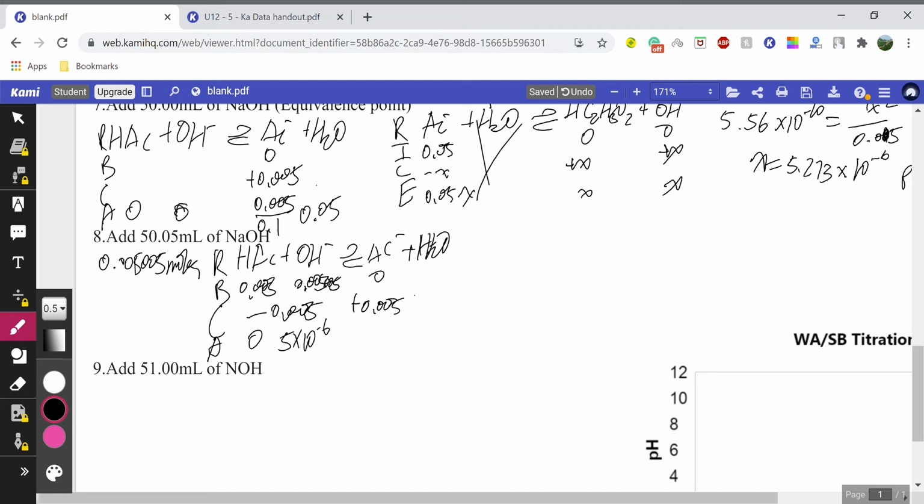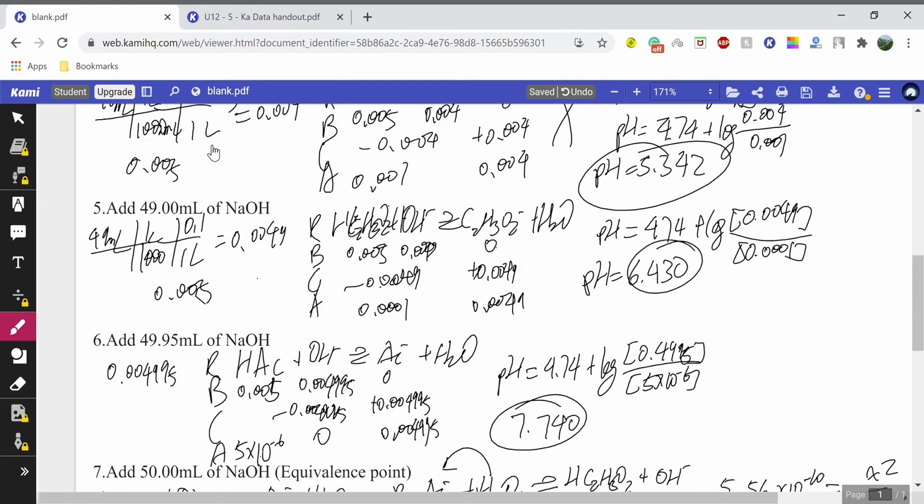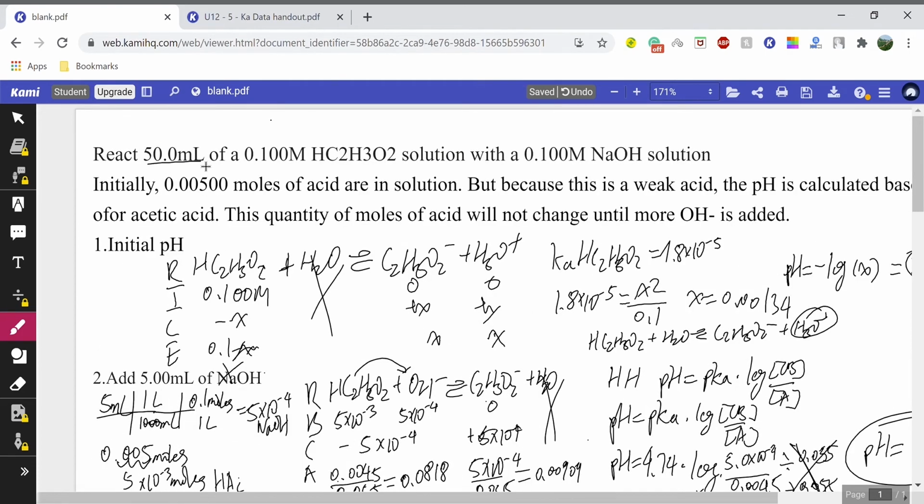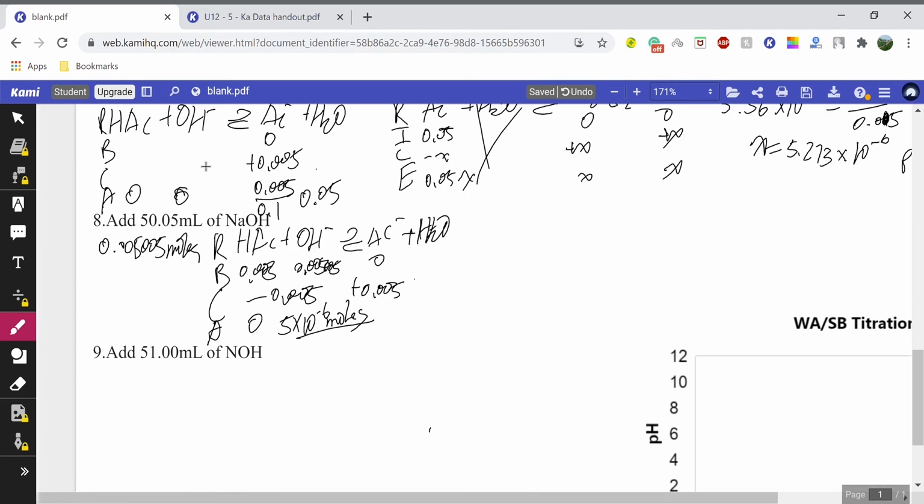Now we do not need to do the RICE chart or the HH equation anymore because we have most of OH minus. All we should do is divide this by the total volume, and that will give us a molar. Now with molar, we can find pH. So this divided by the total volume, let's see what this will be. Volume is going to be this milliliters plus the milliliters in the beginning, which should be 50 milliliters. So we have 50 milliliters plus 50.05, so it'll be 100.05.